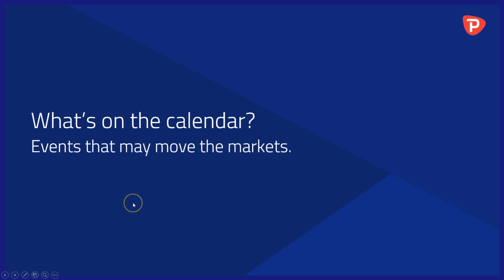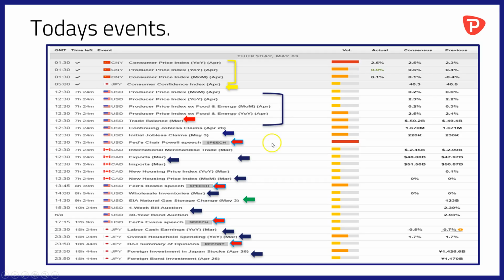Okay, what's on the calendar? Events that may move the markets today. Well, it's a pretty packed calendar, as you can see. We've already had consumer price and producer price index data out of China this morning, and a little bit more on that later in the video. We also had consumer confidence index data for April out of Japan.